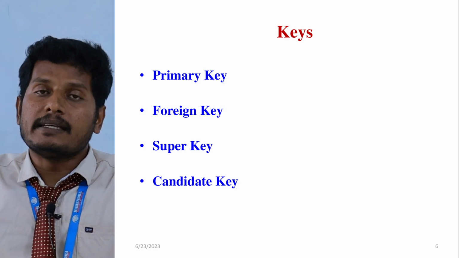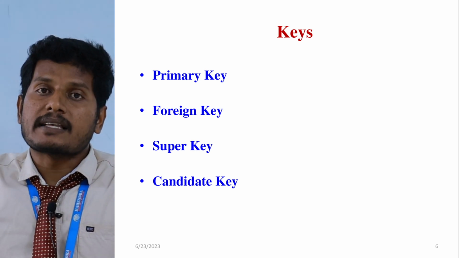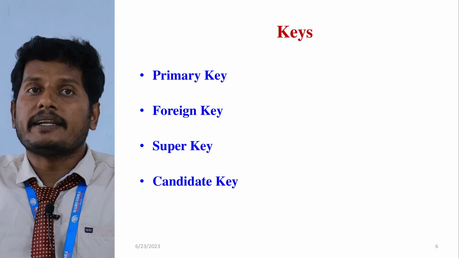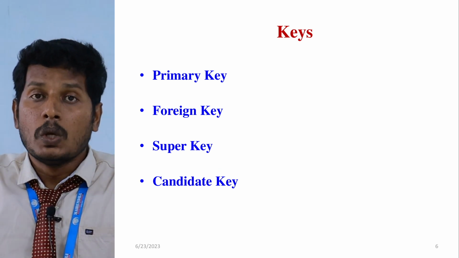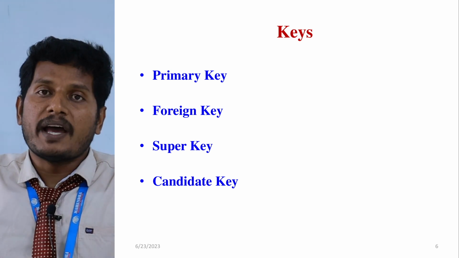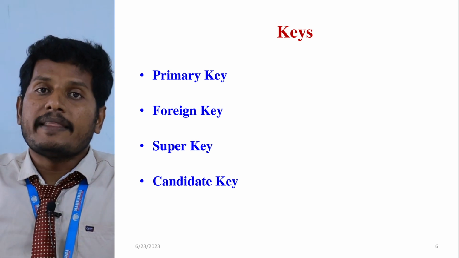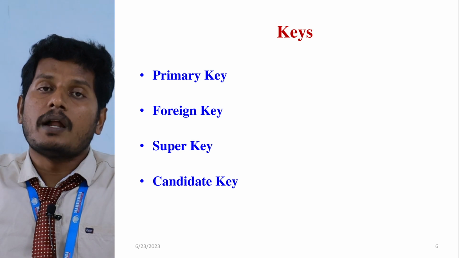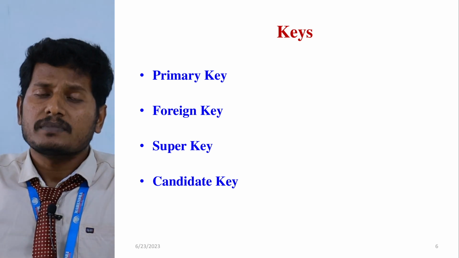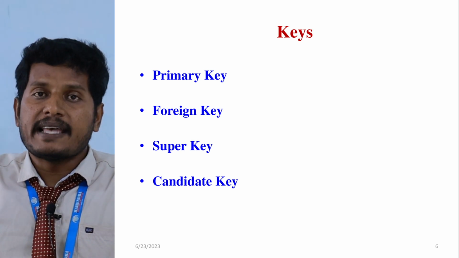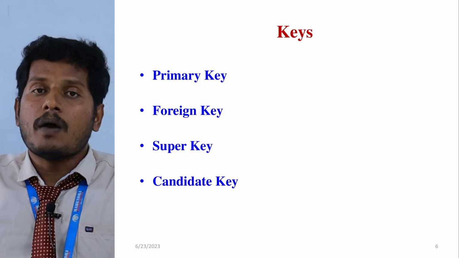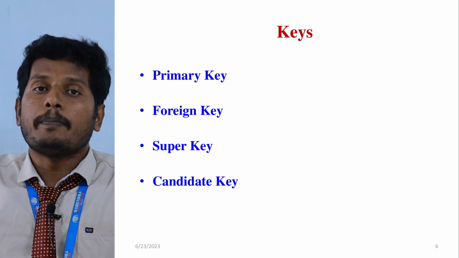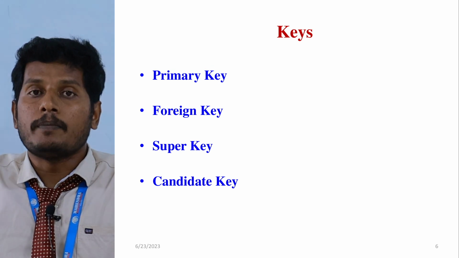What is a foreign key? In the sense, one table's primary key is compared to another table's primary key, that key will be called as foreign key. Say for example, there are two databases, one is called employee and one is called department. The employee has four attributes: employee ID, employee name, employee address, employee salary. The department has three attributes: department ID, department name, and department location.